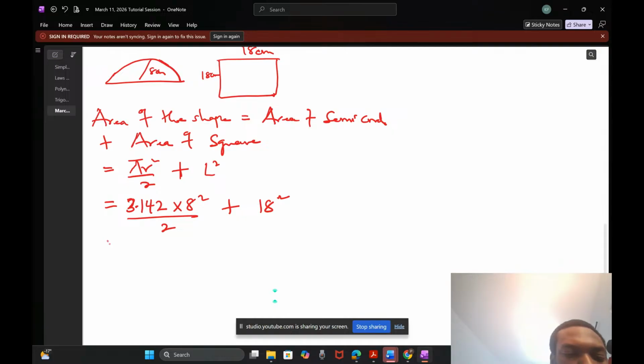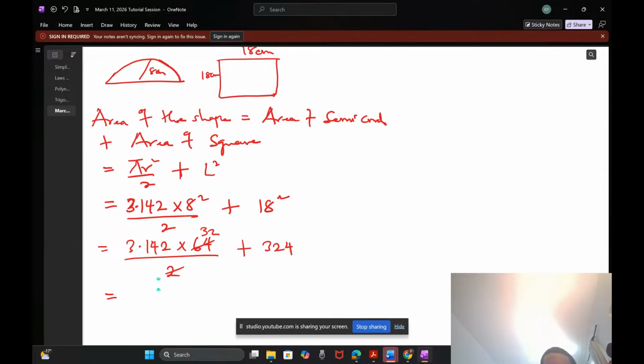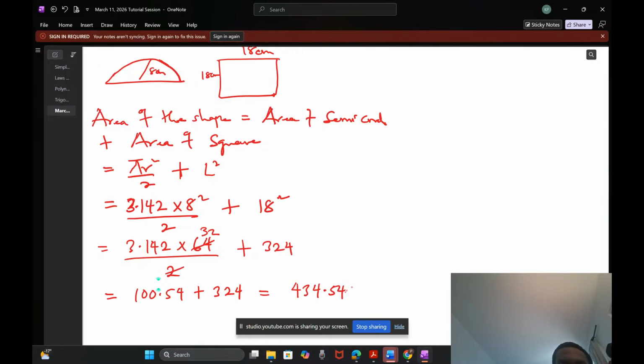So that's 3.142 times 64 over 2, plus 18 squared, which is 324, I believe. 64 divided by 2 is 32. Let's punch it in the calculator. 32 times 3.142 equals 100.54, plus 324. That should be 434.54 centimeters squared. Yes.